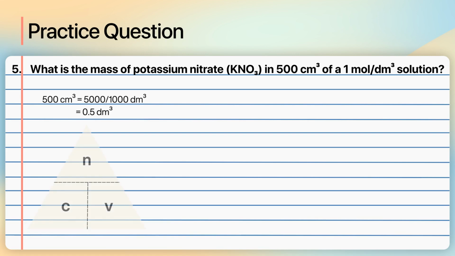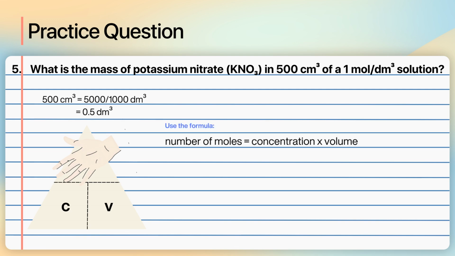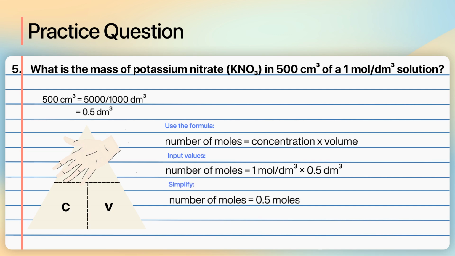Now, let's use the triangle. We have the volume and the concentration in moles per decimeter cubed, so we can use the number of moles to work out the mass of potassium nitrate. Covering the N, we can see that the number of moles equals concentration multiplied by volume. Now we can put the values in. The number of moles is the concentration of 1 multiplied by the volume of 0.5. So that's 0.5 moles of potassium nitrate.